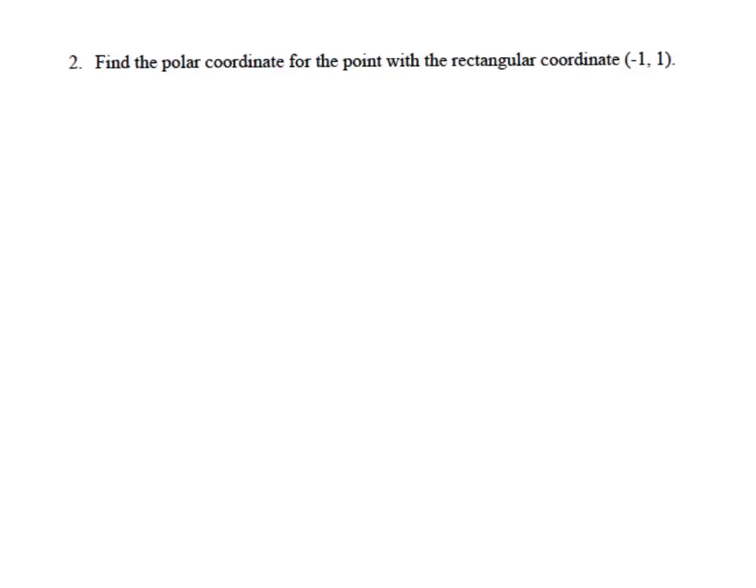Example 2, find the polar coordinate that has the rectangular coordinates of negative 1, comma 1. Again, I would come up with a picture. Negative 1, comma 1 is going to be somewhere up here. Keep that in mind as we now find the polar coordinates.